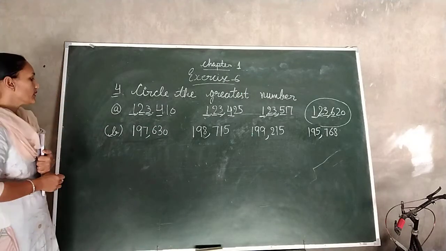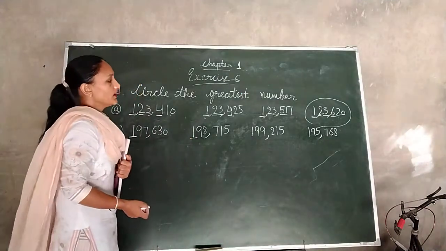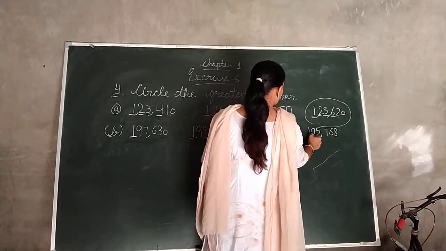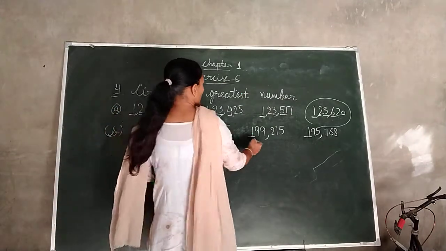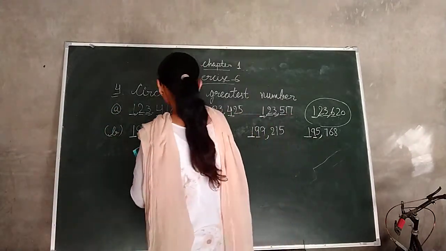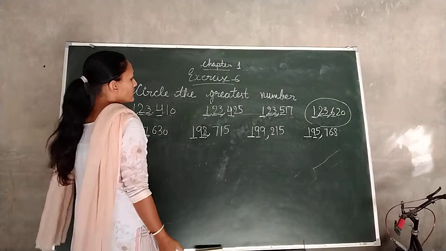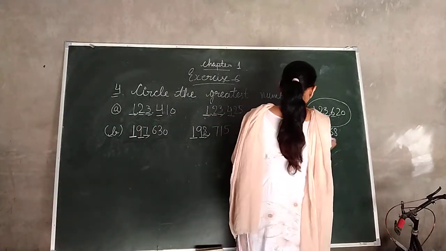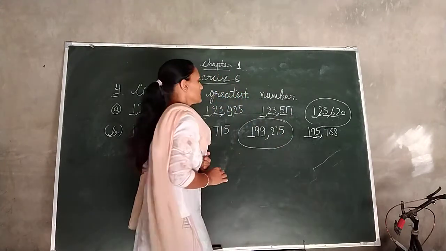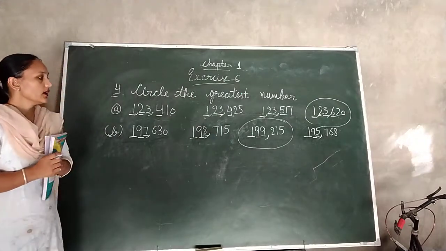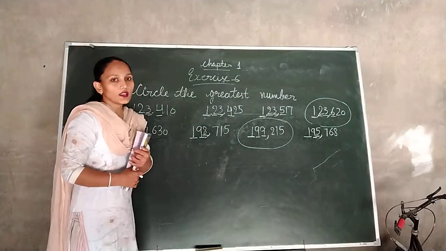So next we will compare the digits in 100,000 place. All are same. Next we will compare the digits in 10,000 place. 9, 9, 9, 9. All are same. Next we will compare the digits in 1000 place. 7, 8, 9, 5. Which is greatest? 9. So what it means? This number is the greatest number. 199,215. So this is the way how we have to find the greatest number.